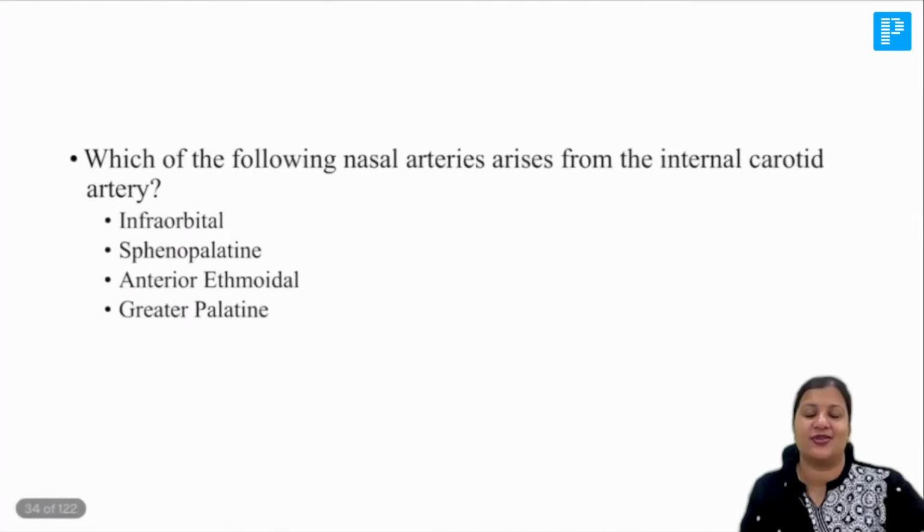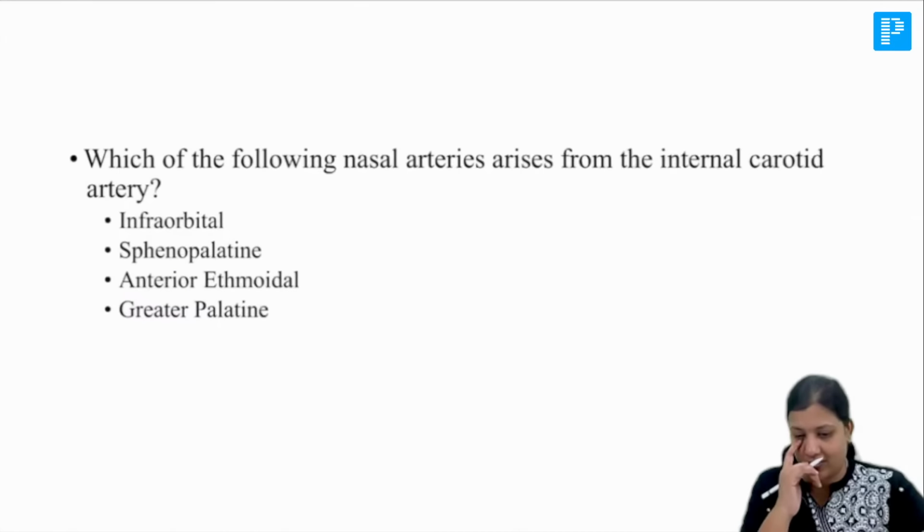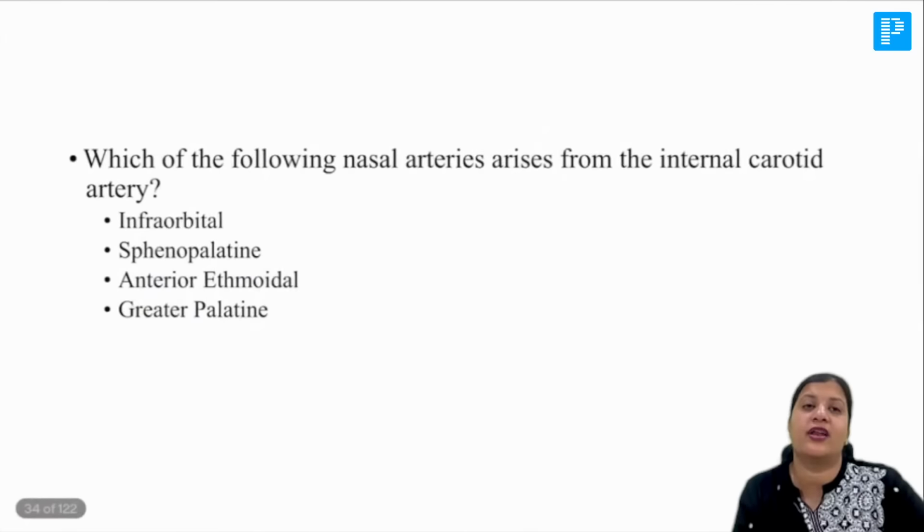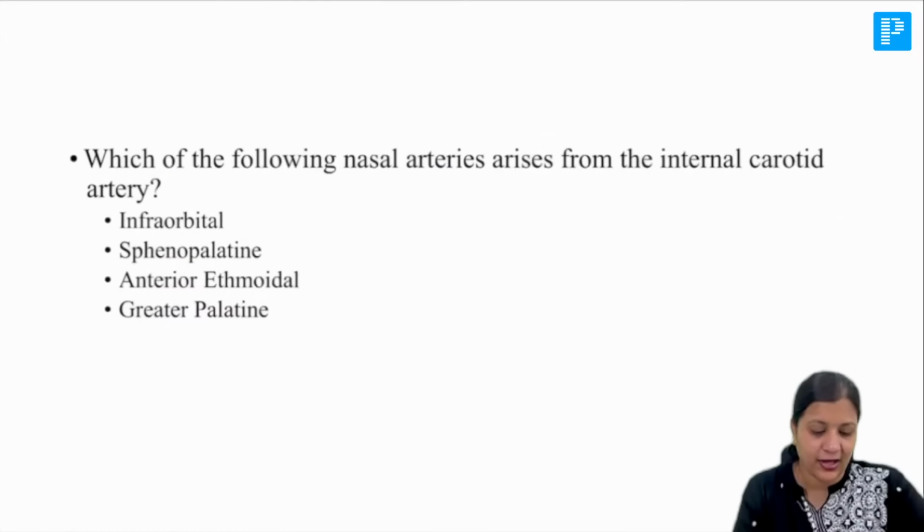I hope all of you have understood this, because JNA is a very, very important topic. You could expect one question coming in from here. Which of the following arteries arise from the internal carotid artery? Is it the infraorbital, sphenopalatine, anterior ethmoidal, or greater palatine artery? Quick, quick, quick. Very good. I see all of you have answered this well about JNA.